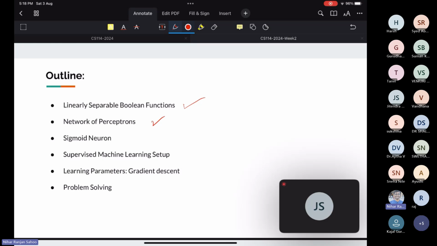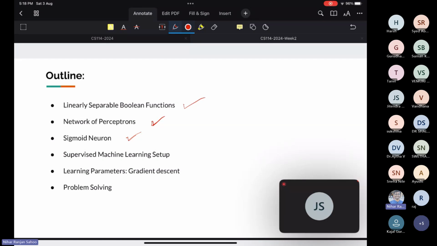What is a network of perceptrons? Last time we discussed only one perceptron, a perceptron with one neuron. Today we'll discuss a network of perceptrons. Then, what is a sigmoid neuron? Last time we were discussing the step function. Now we'll go beyond the step function to different functions, starting with the sigmoid function. The neuron that does the task of the sigmoid function is called a sigmoid neuron.